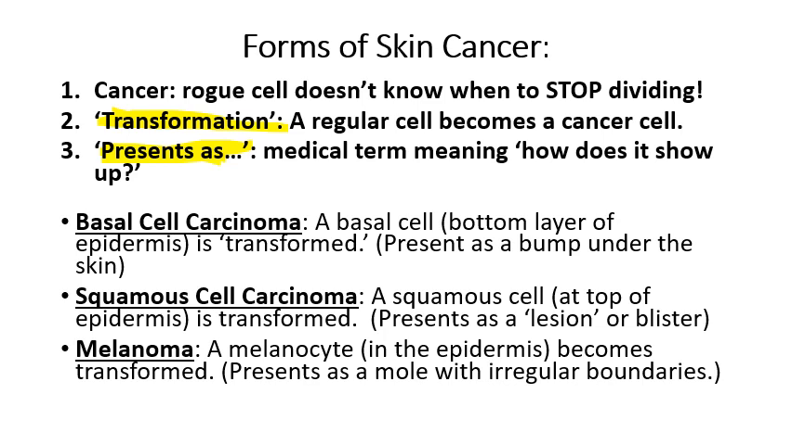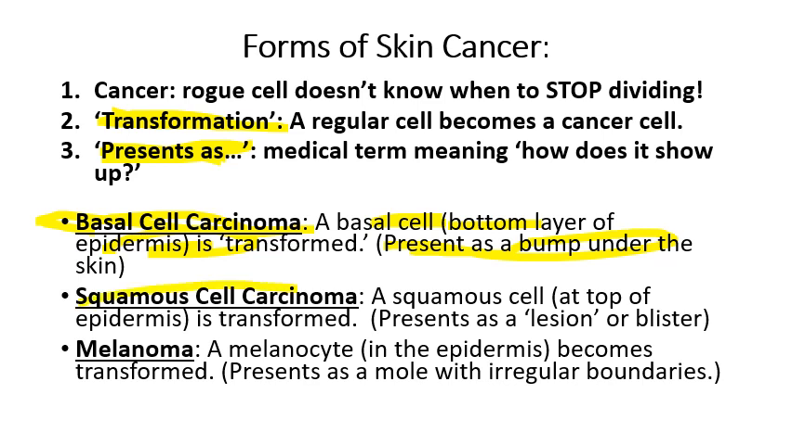All right, so we have cancers of the skin, different types, right? So a basal cell carcinoma is where you have transformation of one of the basal cells in the bottom layer of the epidermis, right? And it presents as a bump under the skin generally. So if you have a bump under your face or you feel a bump under the skin, that could be a basal cell carcinoma, right?